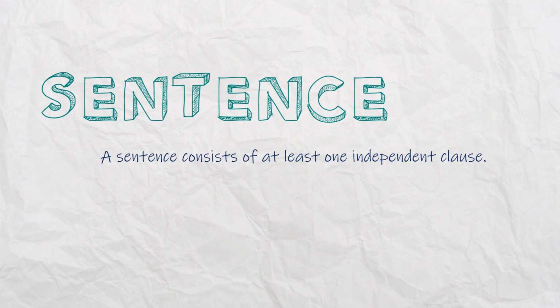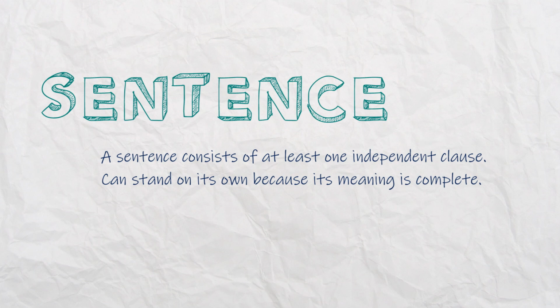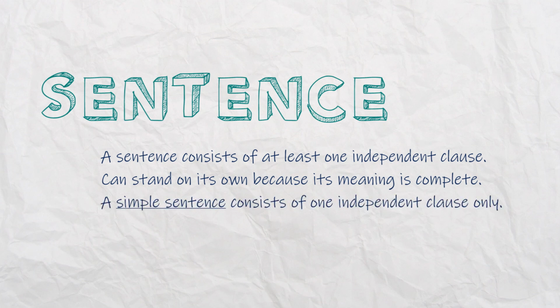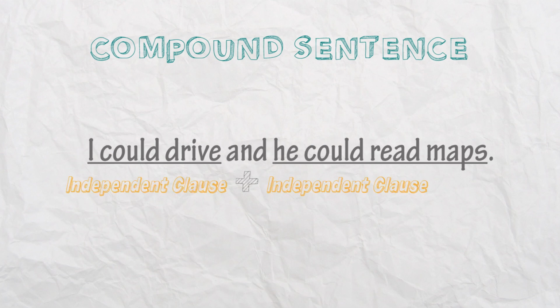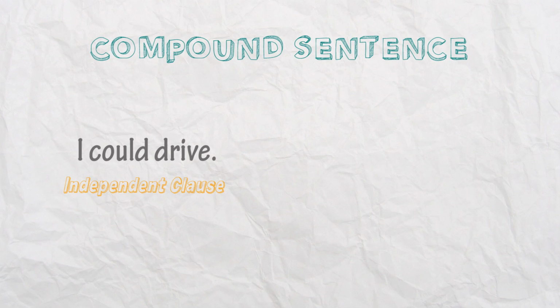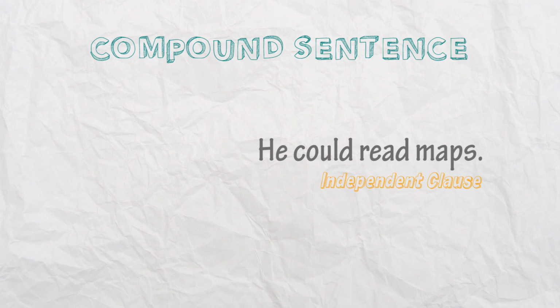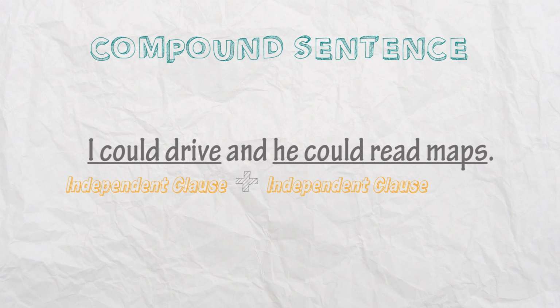A sentence consists of at least one independent clause. A sentence can stand on its own because its meaning is complete. A simple sentence consists of one independent clause only: "The birds are chirping." A compound sentence consists of two or more independent clauses. If you just say "I could drive," it's an independent clause, it's complete, it can be a simple sentence. If you say "He could read maps," it can stand alone, it's an independent clause, it's a simple sentence. But you can combine two simple sentences and create a compound sentence, not a complex sentence.